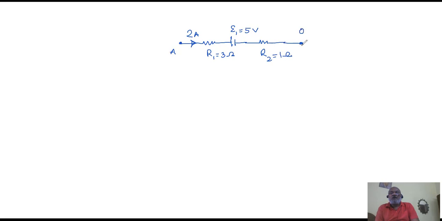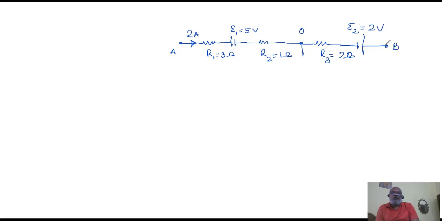There are two paths which start out from O. If you go to the right, there is a third resistor, R3 equal to 2 ohms. Then there is another battery, E2. I am writing E2 equal to 2 volt. Then that is the end in our diagram.